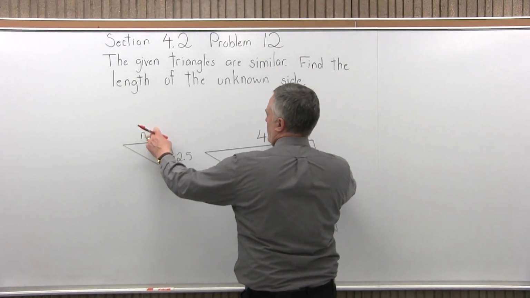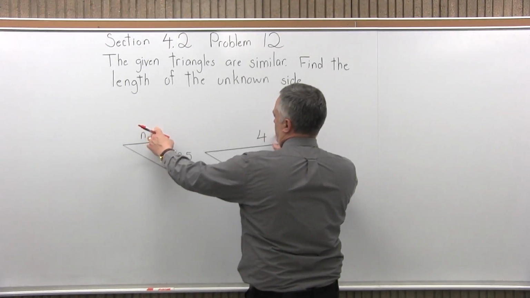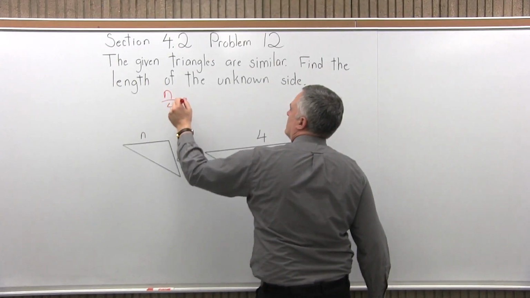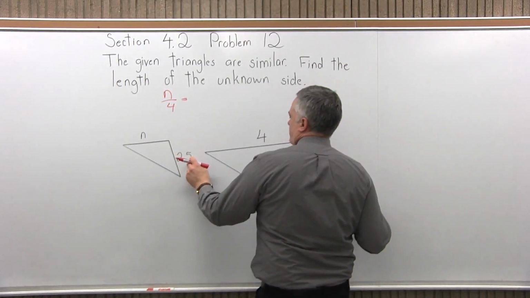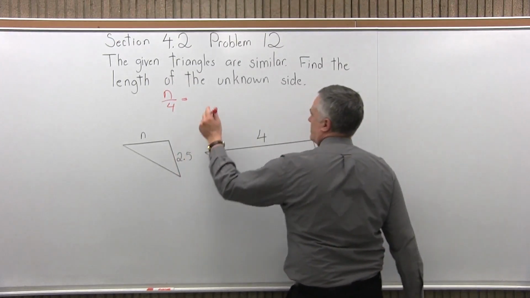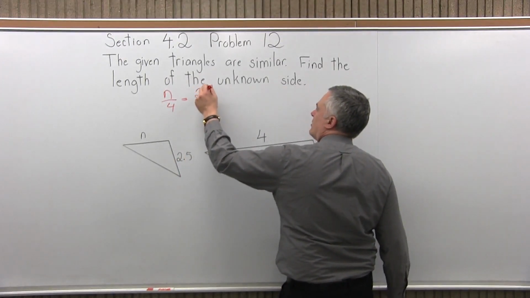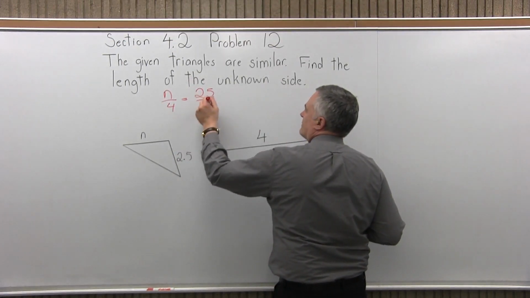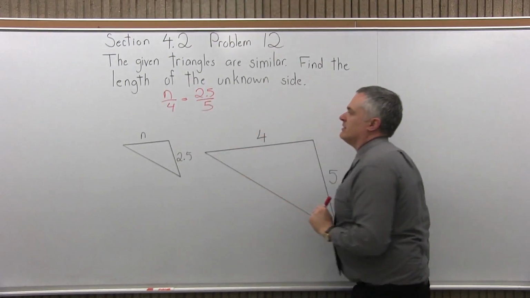So the top of the smaller triangle to the top of the larger one will have n over 4. Set that equal to the right-hand side of the smaller one over the right-hand side of the bigger one: 2.5 for the right-hand side of the small triangle to 5, the right-hand side of the larger triangle.